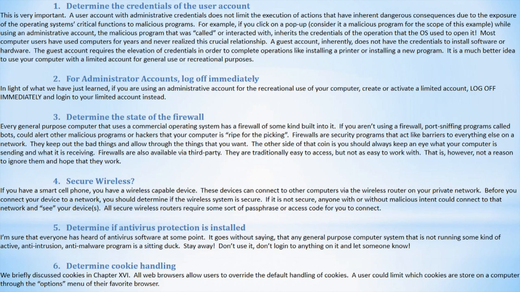So determine the credentials of the user account of the computer. For example, if you use your friend's computer and your friend decides that they want to use an administrator account to do all their interactions on the internet, that is actually an unsafe practice. If your friend's account is an administrative account, each time your friend goes online and clicks on something bad, whatever he or she touches inherits the credentials of, well, your friend.